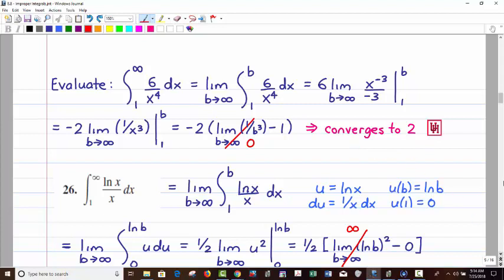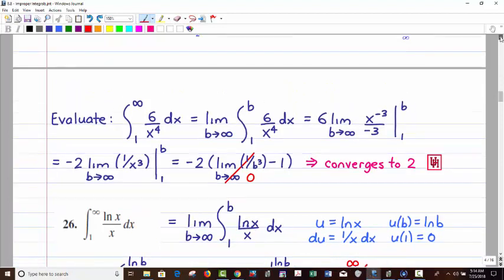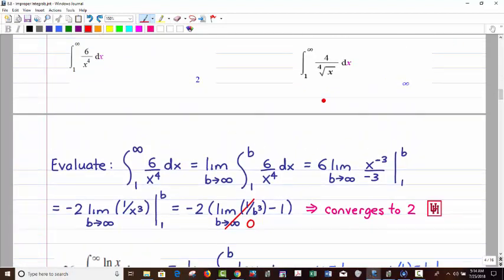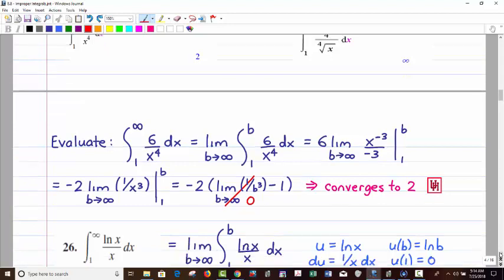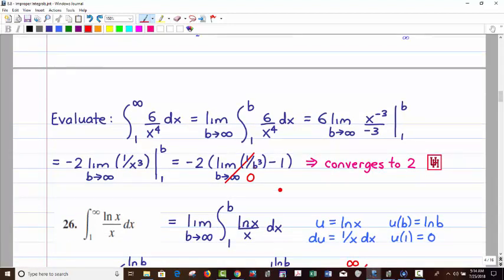And then if you wanted, just for practice, to try the second one here, you would see that this limit right here goes to infinity. And that will make it diverge, because you won't have the b on the bottom. The b will end up being on top, and that will make it diverge.